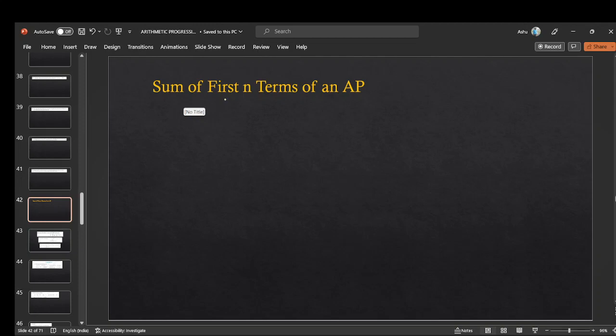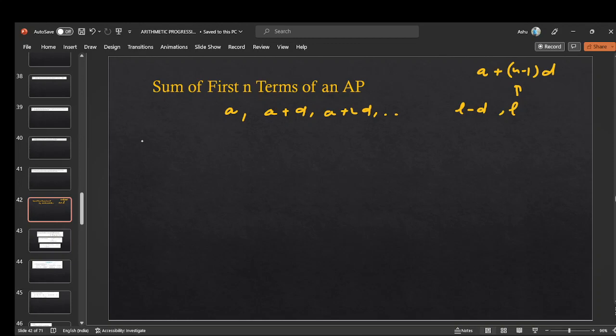Suppose that we have the series such that a, a plus d, a plus 2d, and so on up to L, before this L minus d. And these are the n terms. Clear? And we know what is the value of the nth term. This is the last term. We have defined it already: first term plus n minus 1 into d. This is the last term.